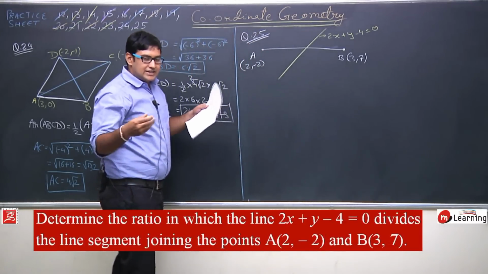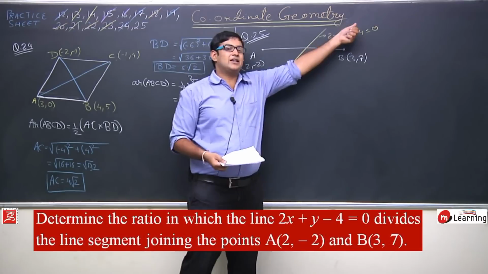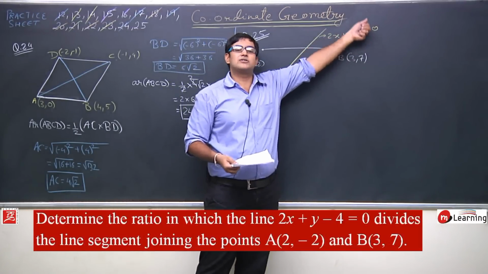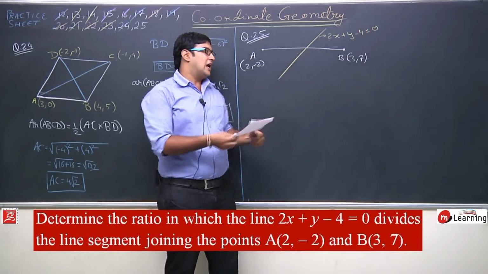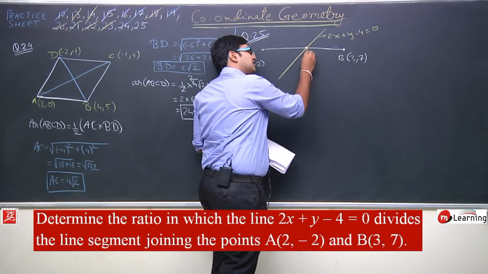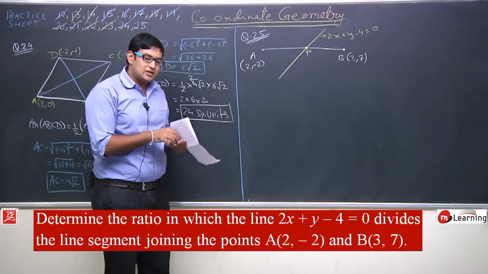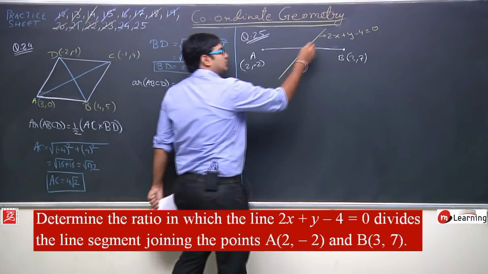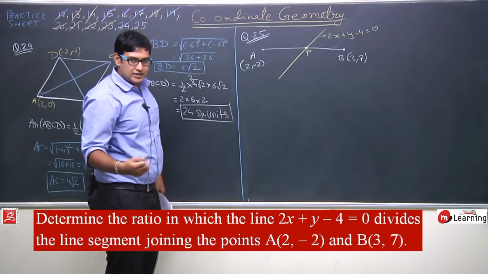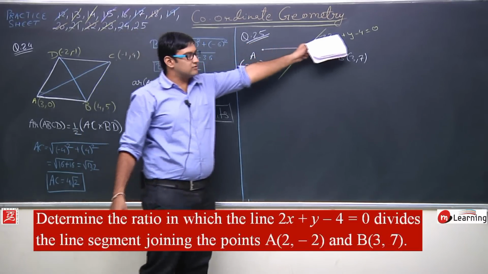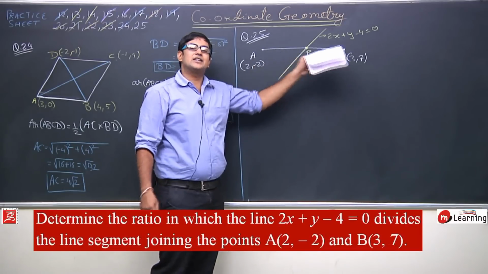So it is trying to say that AB is a line segment and this line, 2x plus y minus 4 equals to 0, divides this line, intersects this line at this point. Let us say this point is P. And what we need to determine? We need to determine in which ratio this line divides this line segment. In which ratio this line 2x plus y minus 4 equals to 0 divides this AB line segment.